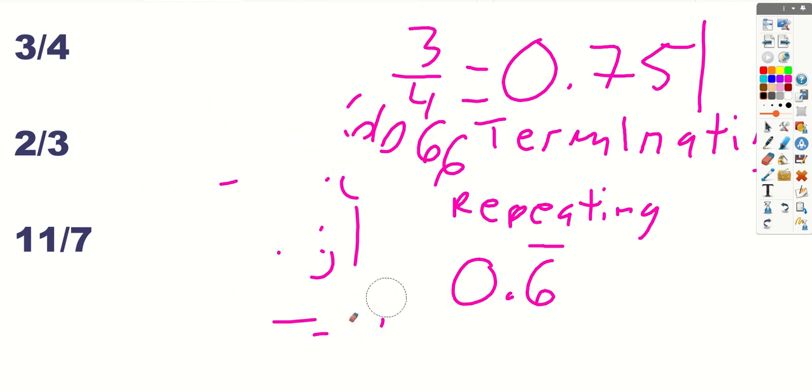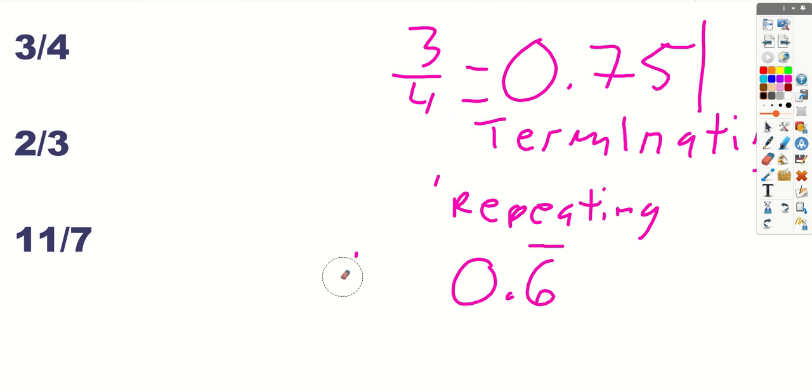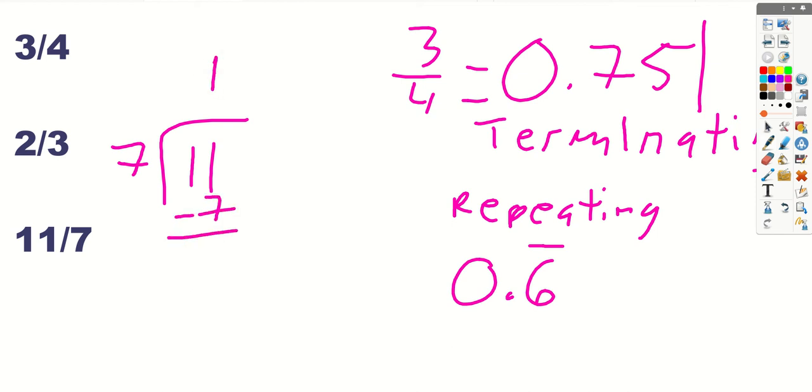And then our last one is, our numerator goes inside the house, denominator goes on the outside. 7 can go into 11 one time. And then I'm going to add my decimals, bring down my 0. 7 goes into 40 5 times.